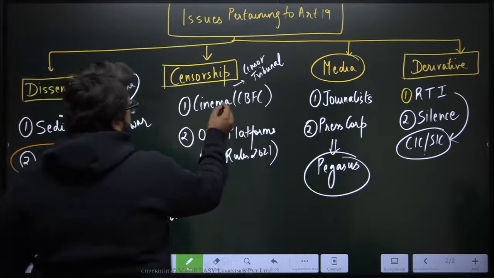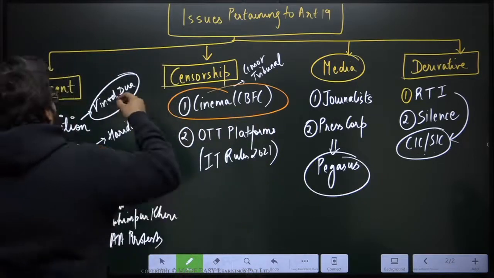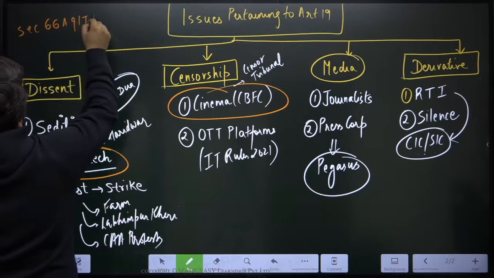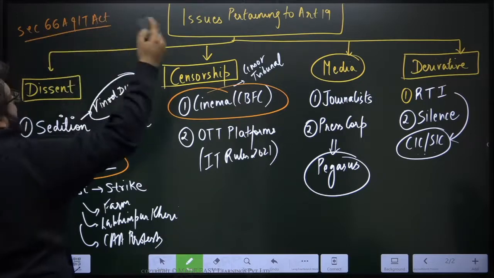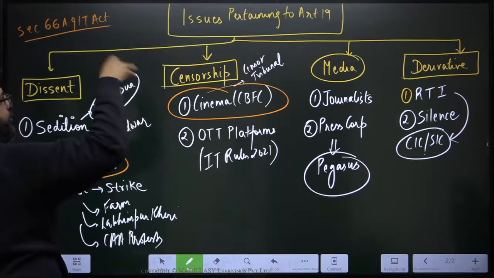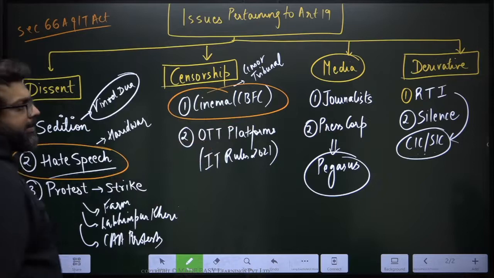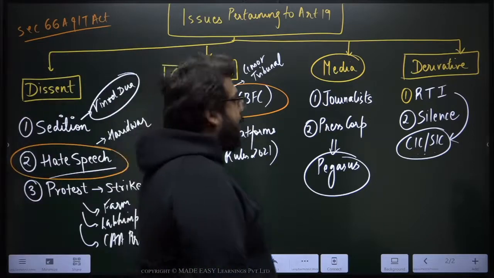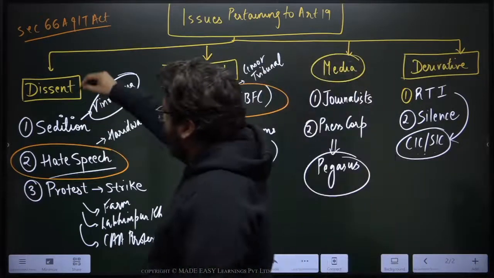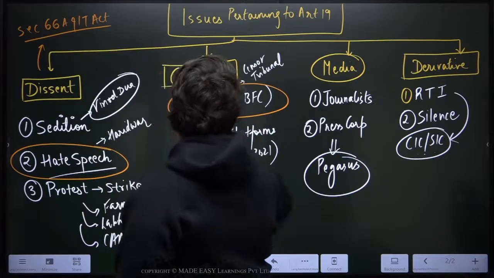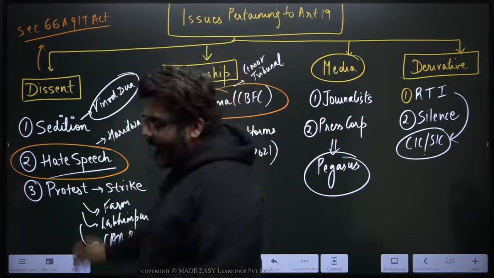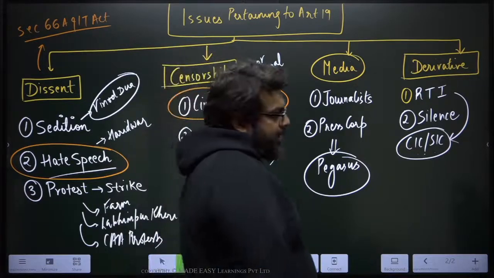one question on cinema, and another one on Section 66A of the IT Act, which was yet to be declared unconstitutional by the court, and it was in the news. So the question asked you, is Section 66A a violation of Article 19 as far as the Constitution is concerned, which is again an application of dissent and the censorship or regulation of online media, right?